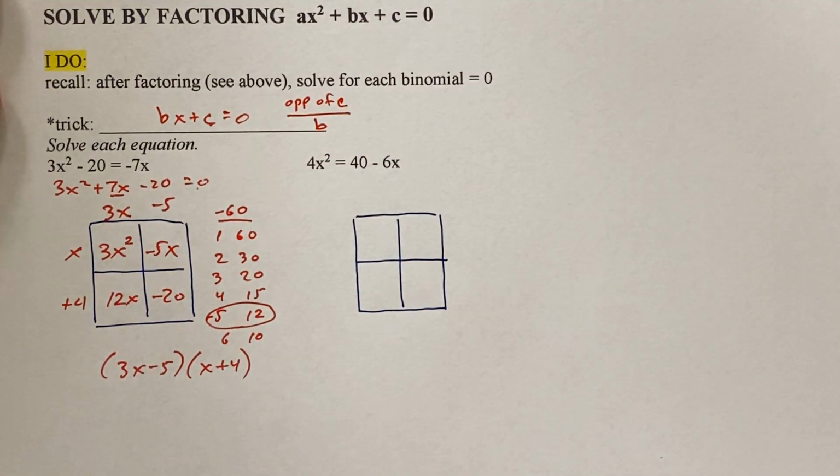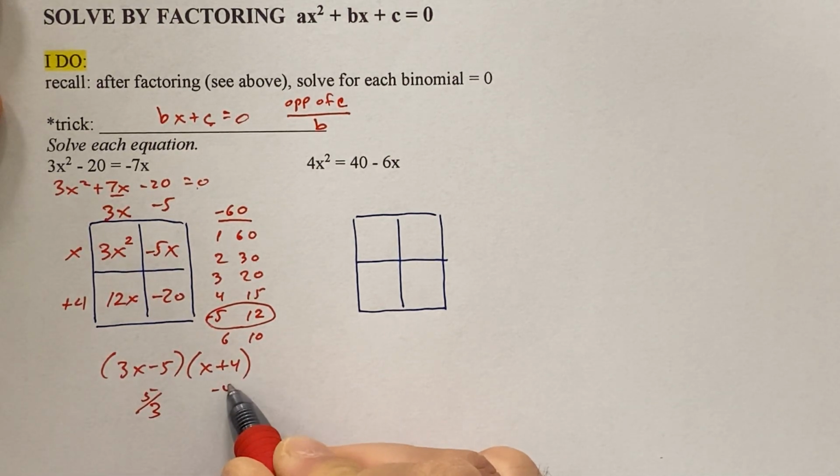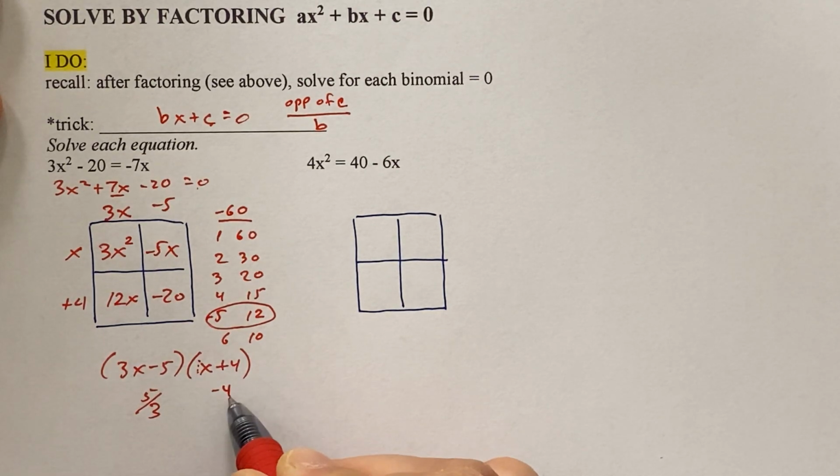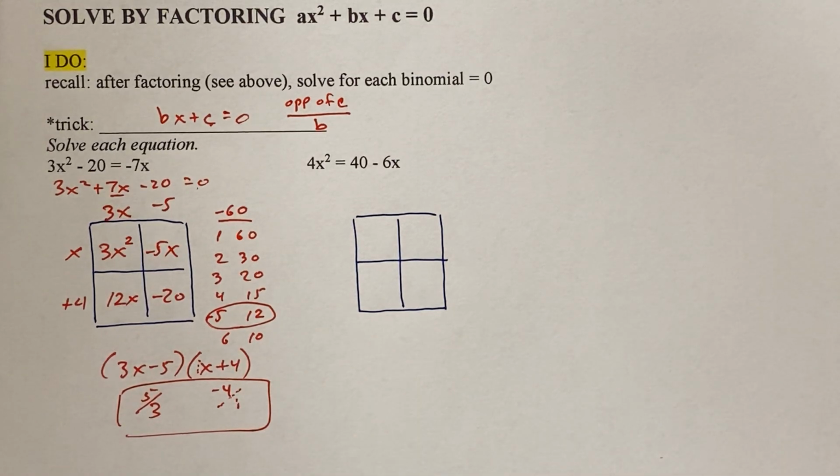B. Okay, so for this one, the opposite of this is 5 over 3. The opposite of this is negative 4 over this invisible 1. So 4 over 1. So these would be my two answers. Okay, that's it. Just jumping from here to here, hopefully will be somewhat automatic for you.